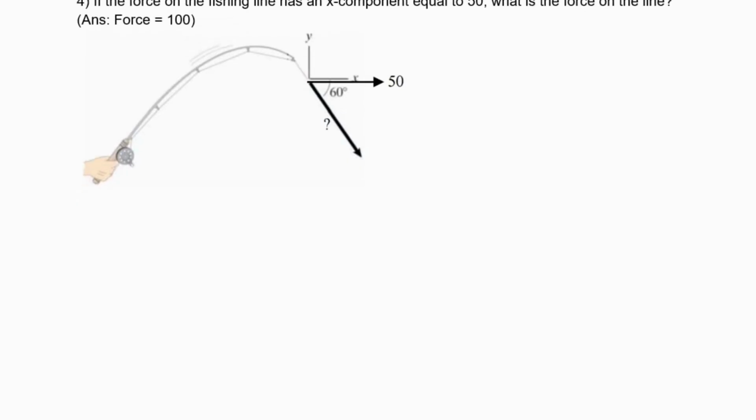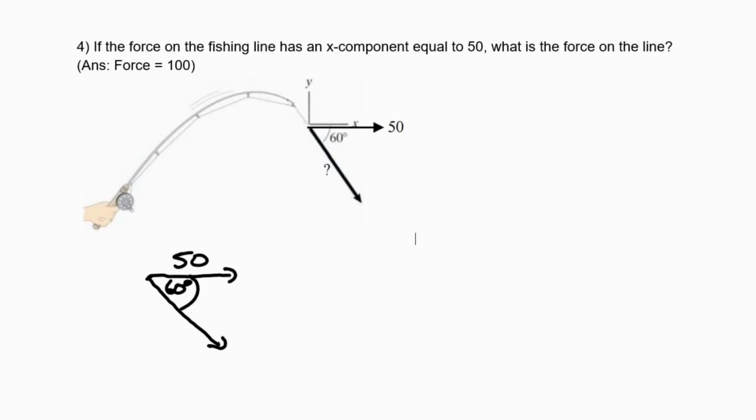Okay, so setting up this triangle over here, I'll help you out. This is our 50. We have our reference angle of 60 right here. And it looks like you're trying to solve for the hypotenuse on this one.